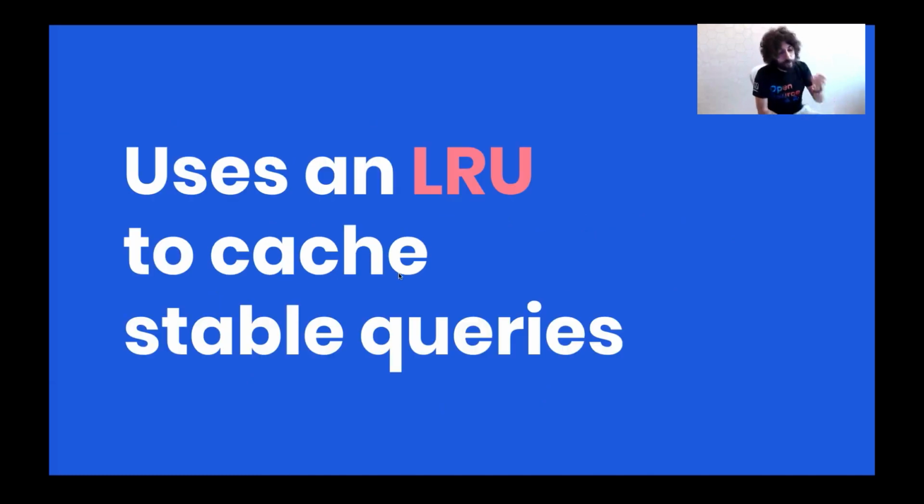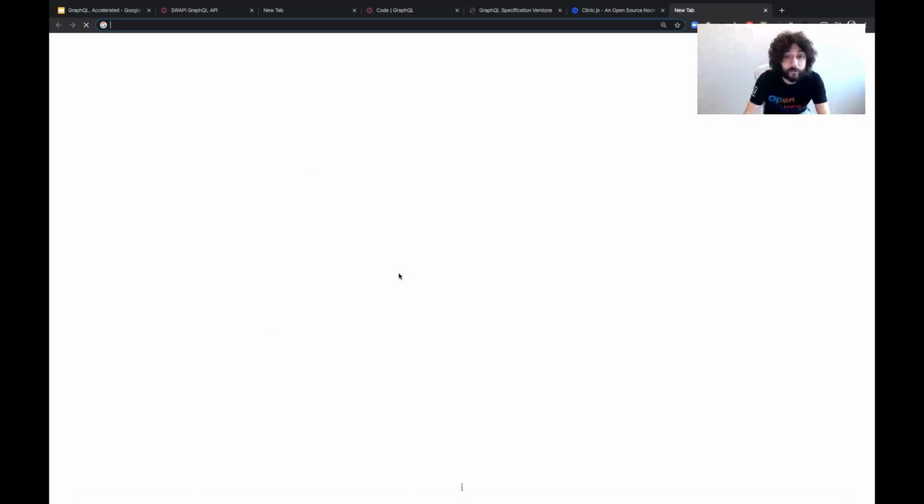So what we tried experimenting on was to use an LRU cache, least recently used cache, to cache the stable queries. So queries that have been seen sometime.